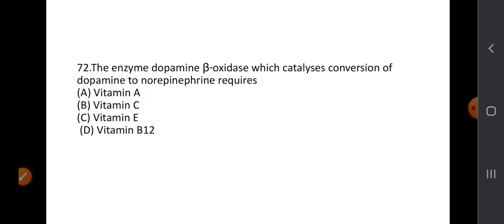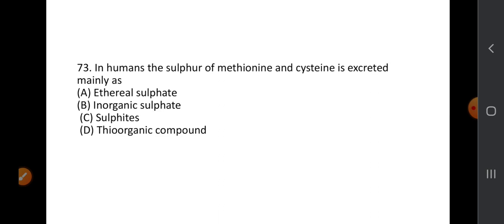Moving on. 72. The enzyme dopamine beta oxidase, which catalyzes conversion of dopamine to norepinephrine, requires which of the cofactors? Moving on. In humans, the sulfur of methionine and cysteine is excreted mainly as. Read the options. Moving on.